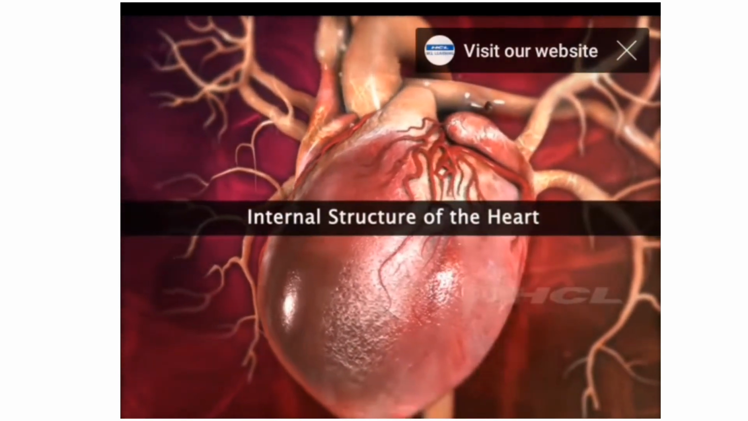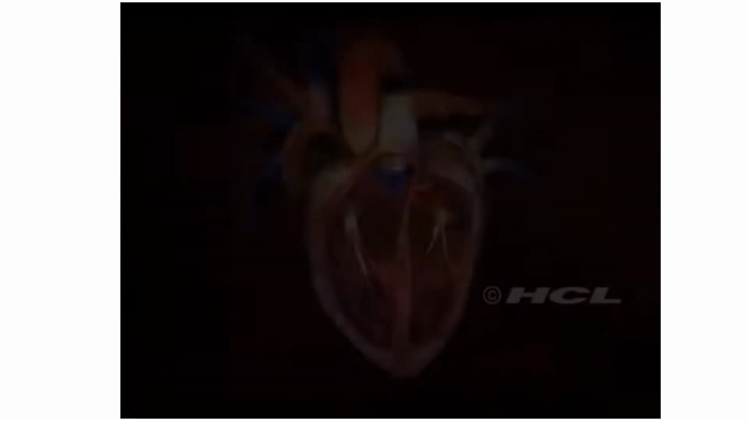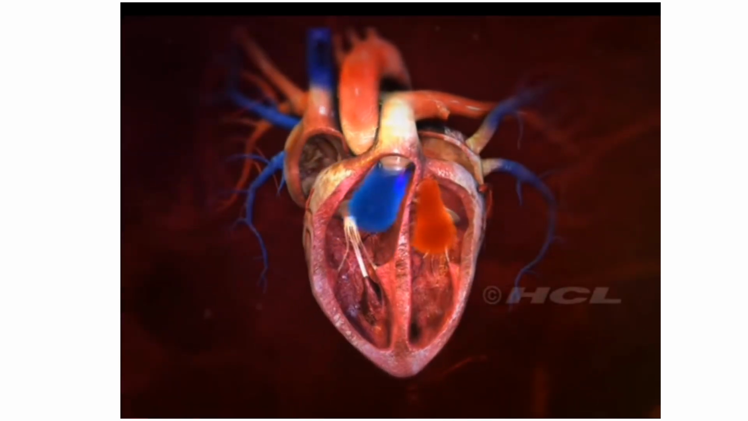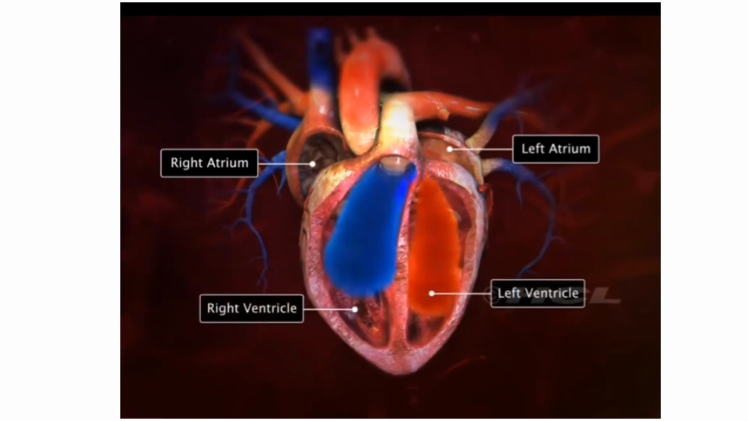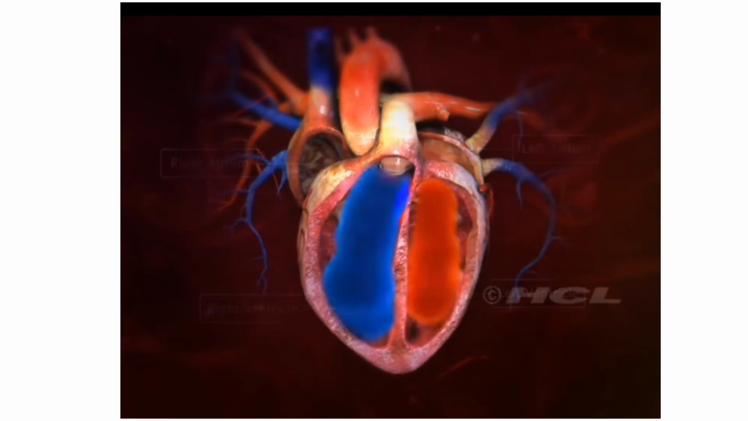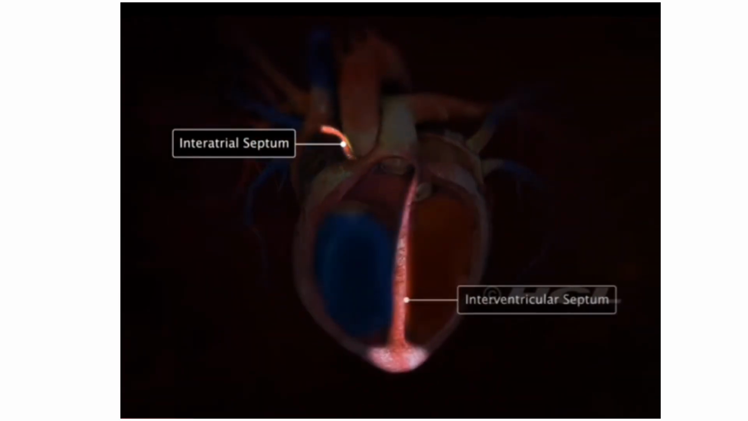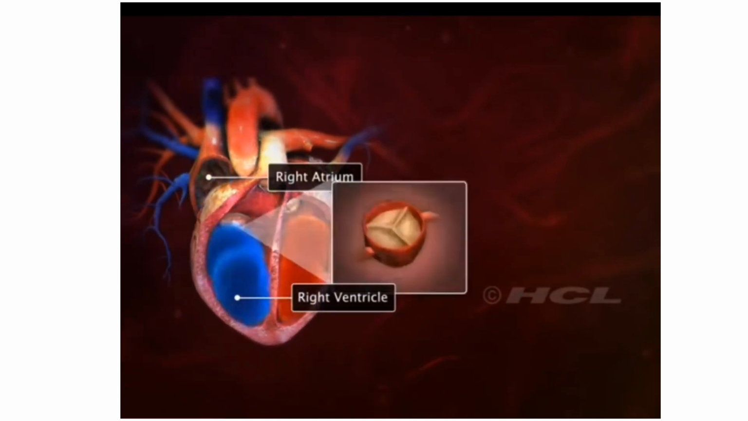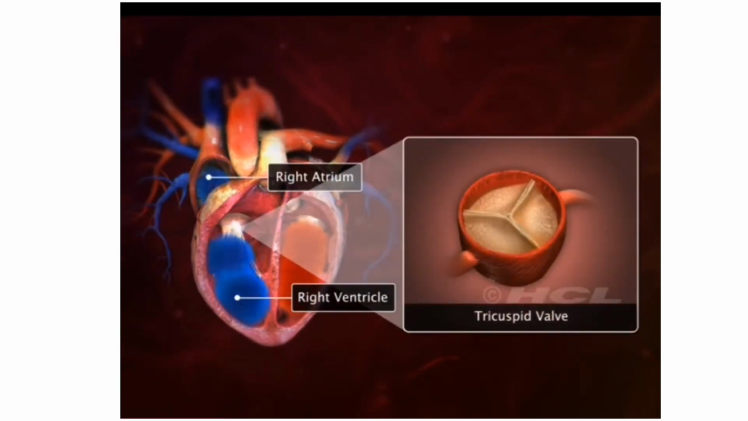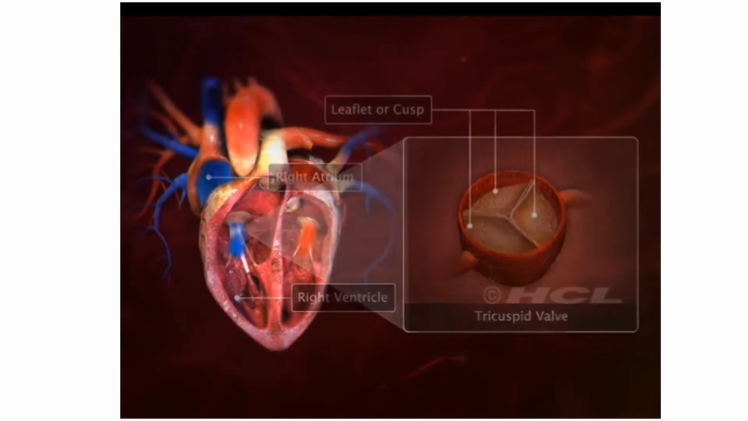Now we are going to look at the internal structure, which is observed after the dissection of the heart. The human heart has 4 chambers. The upper 2 chambers are called the right atrium and left atrium, while the lower chambers are called the right ventricle and the left ventricle. The membrane between the right and left atrium is called the interatrial septum, and the membrane between the ventricles is called the interventricular septum. The opening between the right atrium and right ventricle is guarded by the tricuspid valve, as is clear from its name, that it has 3 cusps or 3 leaflets.